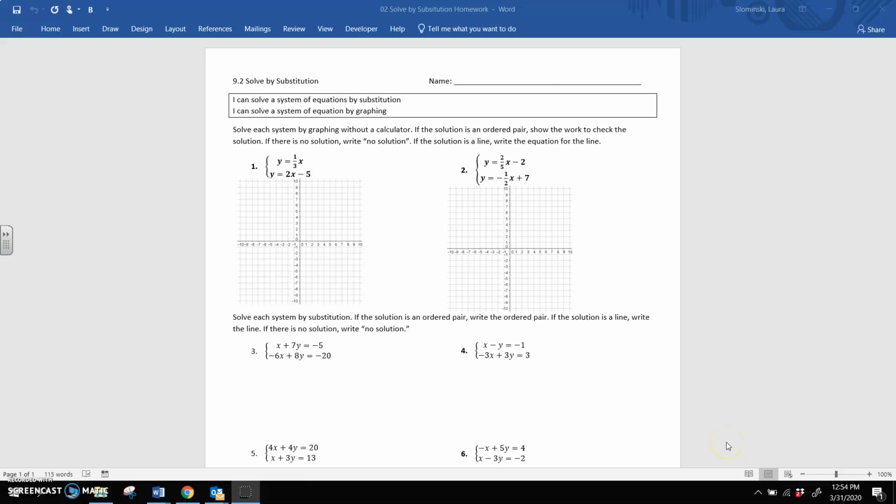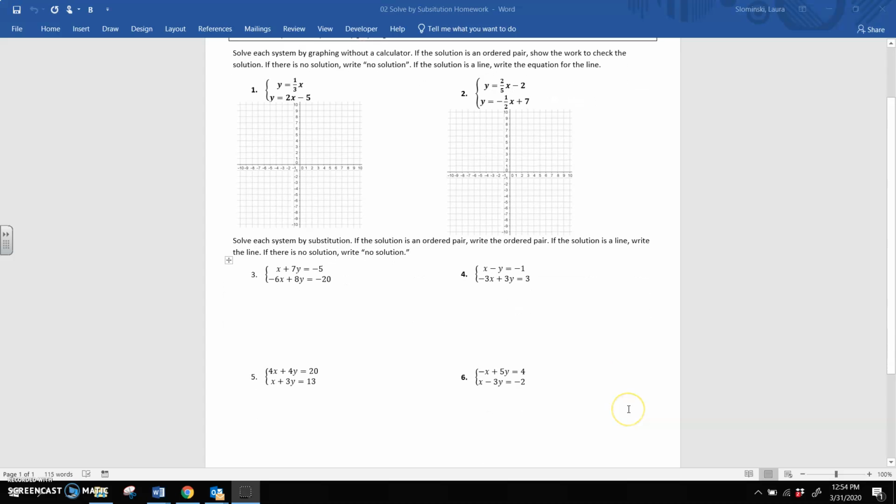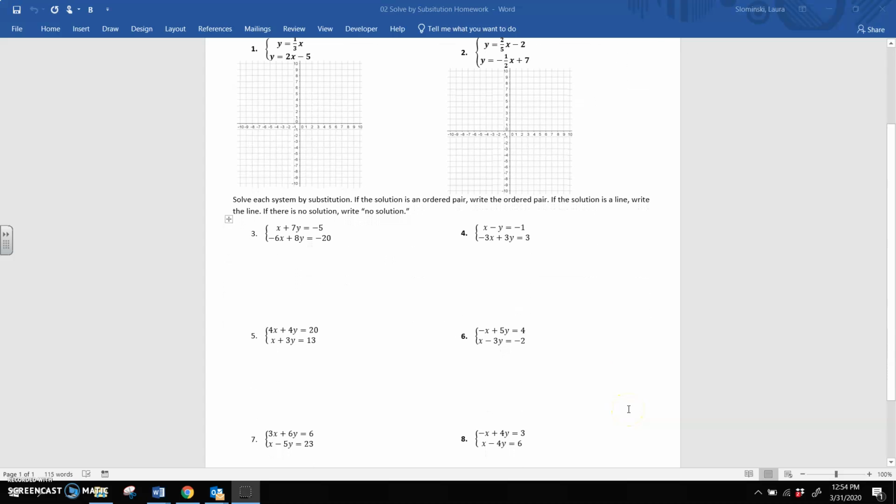In this video, I'm looking at the 9-2 homework assignment, and I'm going to work through number 4. In this example, I need to solve by substitution, and the first step of substitution is to isolate a variable. One question I've been getting is, how do I know which variable to solve for? And again, the answer to that is pick the easiest one.